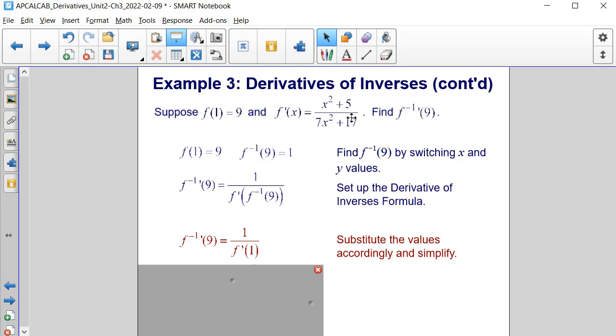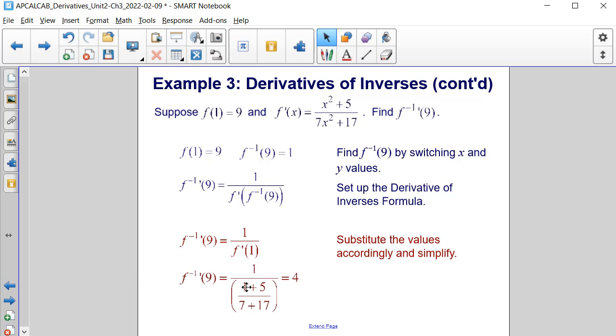Well, we know what f prime of x is, so let's substitute 1 in for the x values and simplify. So we have 1 divided by 1 plus 5 divided by 7 plus 17. So that's 6 divided by 24. So that's 1 over 1/4, which is equal to 4.